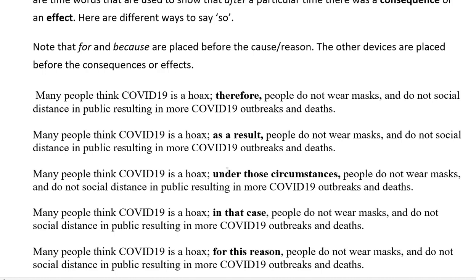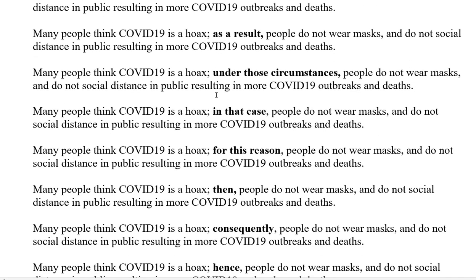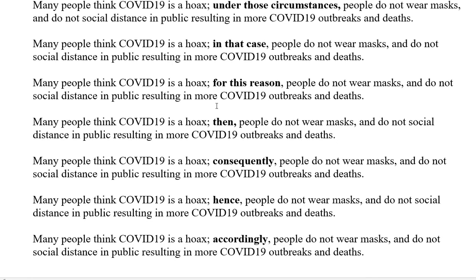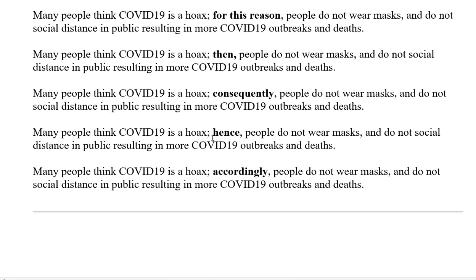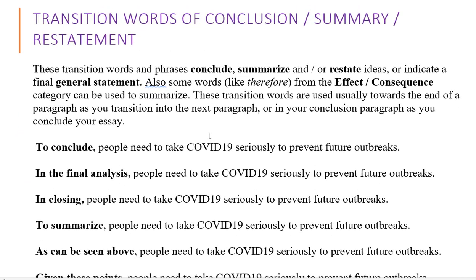So that way, if you're stuck with "so," and then your English teacher says, oh, that's really redundant, go find other transition words of cause and effect so you don't keep saying "so" all the time. That also lowers your grade if you're writing an English paper. So you could have therefore, as a result, under those circumstances, in that case, for this reason, then, consequently, hence, and accordingly. And these are the transition words of conclusion, summary.